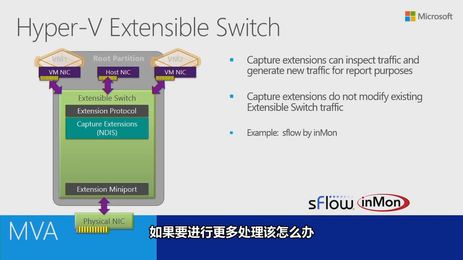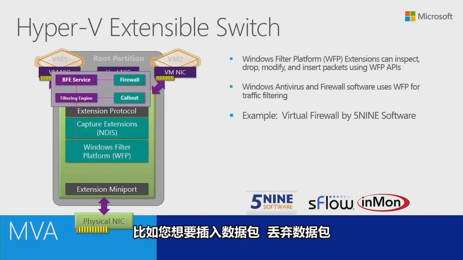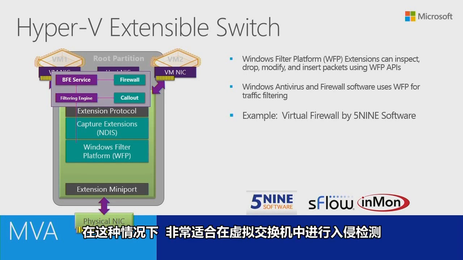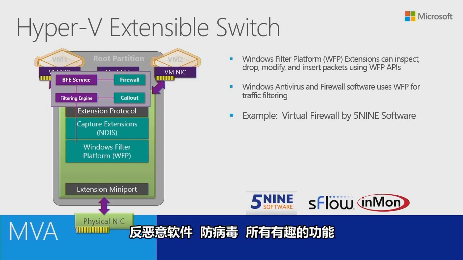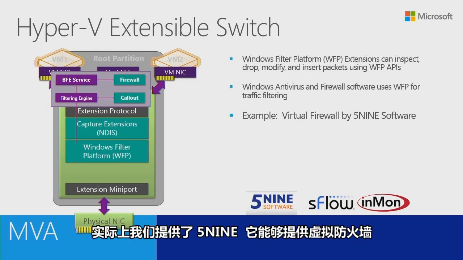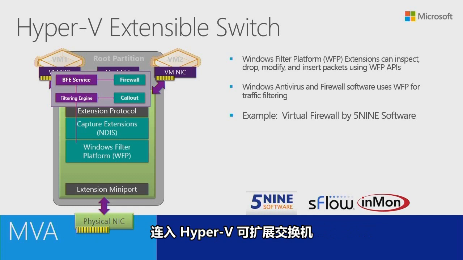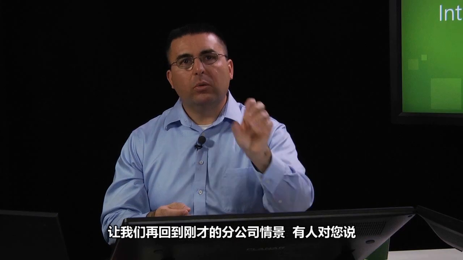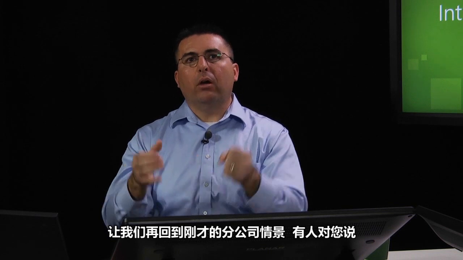Well, what if you want to do something a little bit more interesting than that? For example, you'd like to insert packets, you'd like to drop packets, you'd like to filter packets, you'd like to inspect packets. This is the perfect place to do intrusion detection, anti-malware, antivirus, all sorts of interesting things in the virtual switch. Well, guess what? We have that as well with the Windows Filtering Platform, or WFP. And in fact, we've got 5nine that delivers a virtual firewall that plugs right into the Hyper-V extensible switch. So again, think about that branch office scenario where you've got someone who says, look, I've got a branch office and I want a simple firewall to help me protect all my branch offices. This gives you that flexibility to do that.